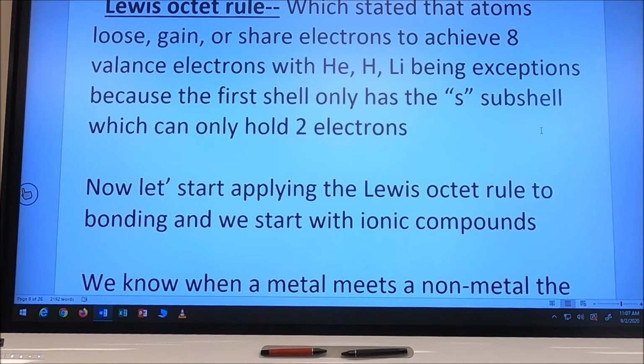So we're dealing with that 1s subshell, which can only have 2 electrons. Okay? So atoms gain, lose, or share electrons to achieve 8 valence electrons, with helium, hydrogen, and lithium being exceptions because the first shell only has the s subshell, which can only hold 2 electrons. So we're going to first start by applying the Lewis octet rule to the formation of ionic compounds. Then we'll move on to covalent compounds, and then lastly we'll talk about alloys.